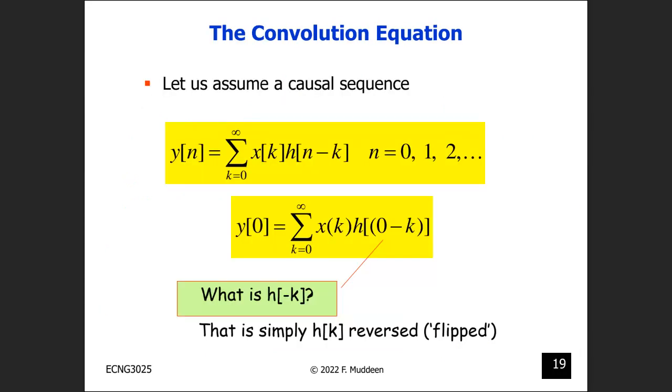Okay, so let's spend some time now and look at this convolution equation. We are assuming a causal sequence, meaning that it's starting at k equal to 0.